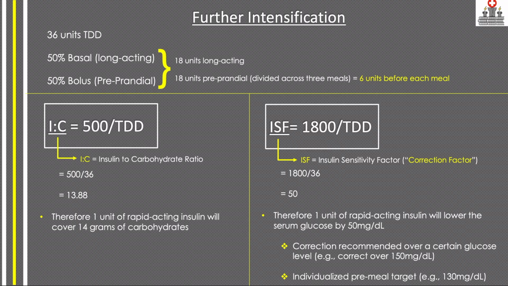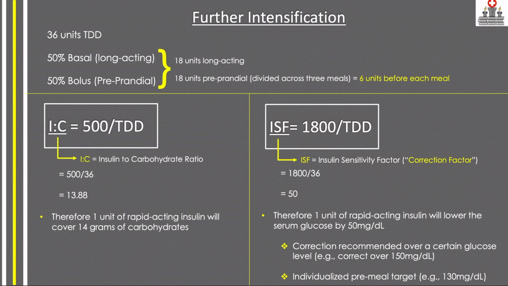There's a few other things that we should be aware of. This 1800 is specifically for rapid acting. When you're using regular insulin, the short acting insulin, we use the rule of 1500, which is 1500 divided by TDD, or total daily dose of insulin. Okay.